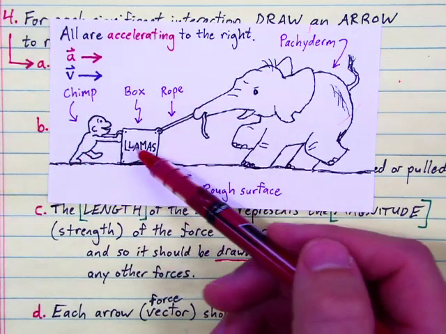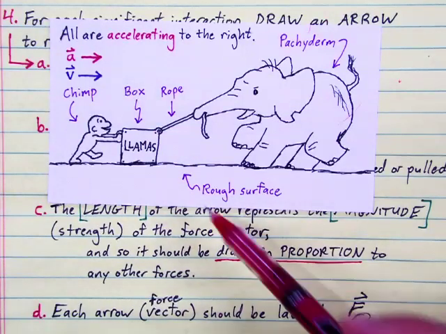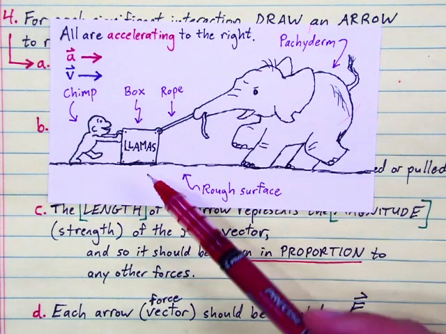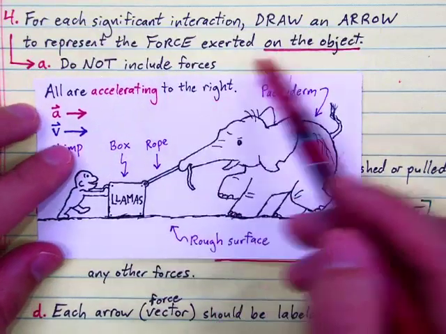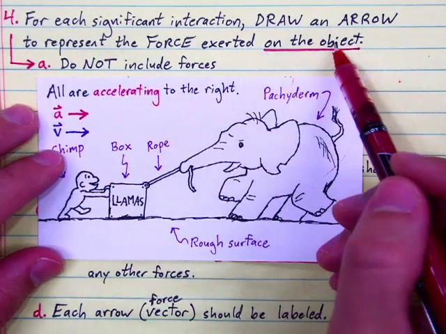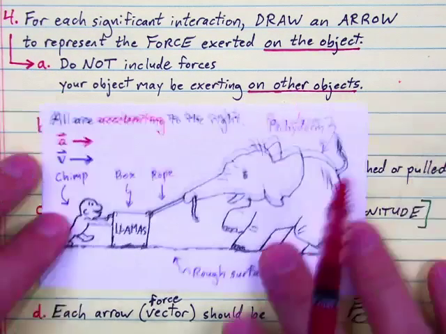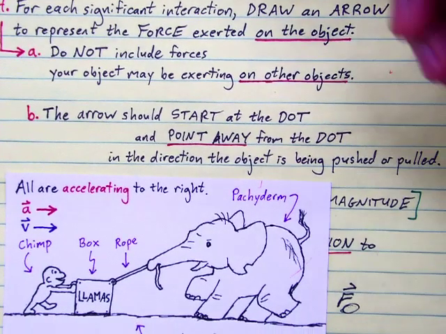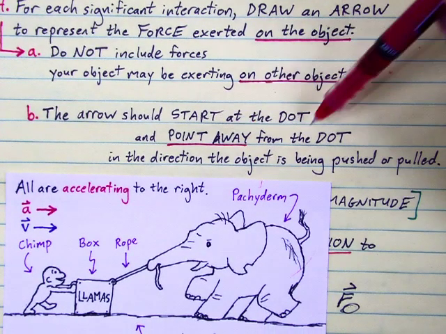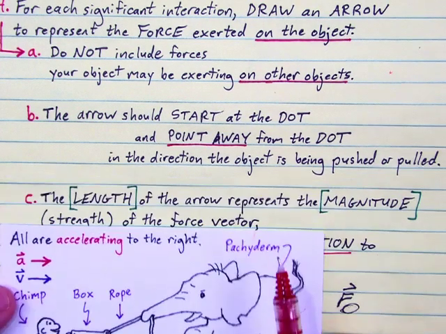The box is pushing backwards on the chimp. The box is also pushing downward on the ground. We don't include those forces because those forces are acting on the chimp and on the ground. If we want the FBD for the box, we only want the forces exerted on the box, not forces exerted by the box. Okay, B. All those arrows we're going to draw, they should start at the dot and point away from the dot in the direction the object is being pushed or pulled.